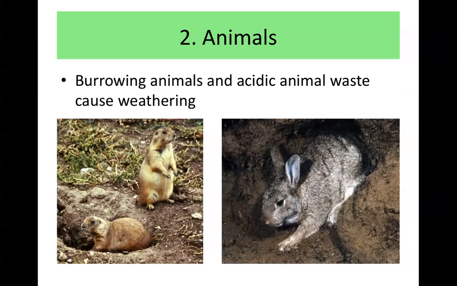Animals can also cause weathering. Some animals burrow under the ground and scratch rocks in the process. Animals that do this include rabbits and prairie dogs. Furthermore, acids in animal waste can cause weathering too.